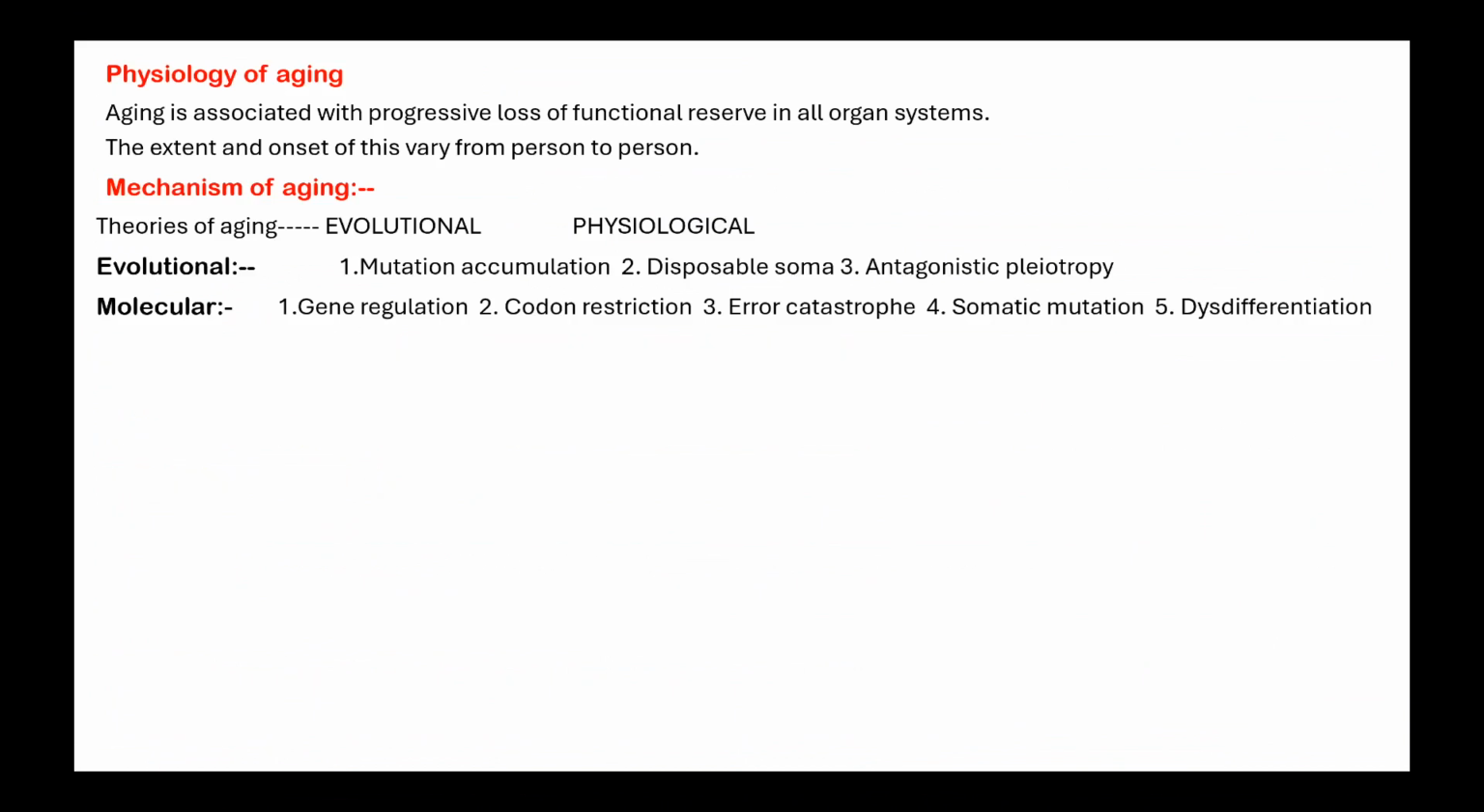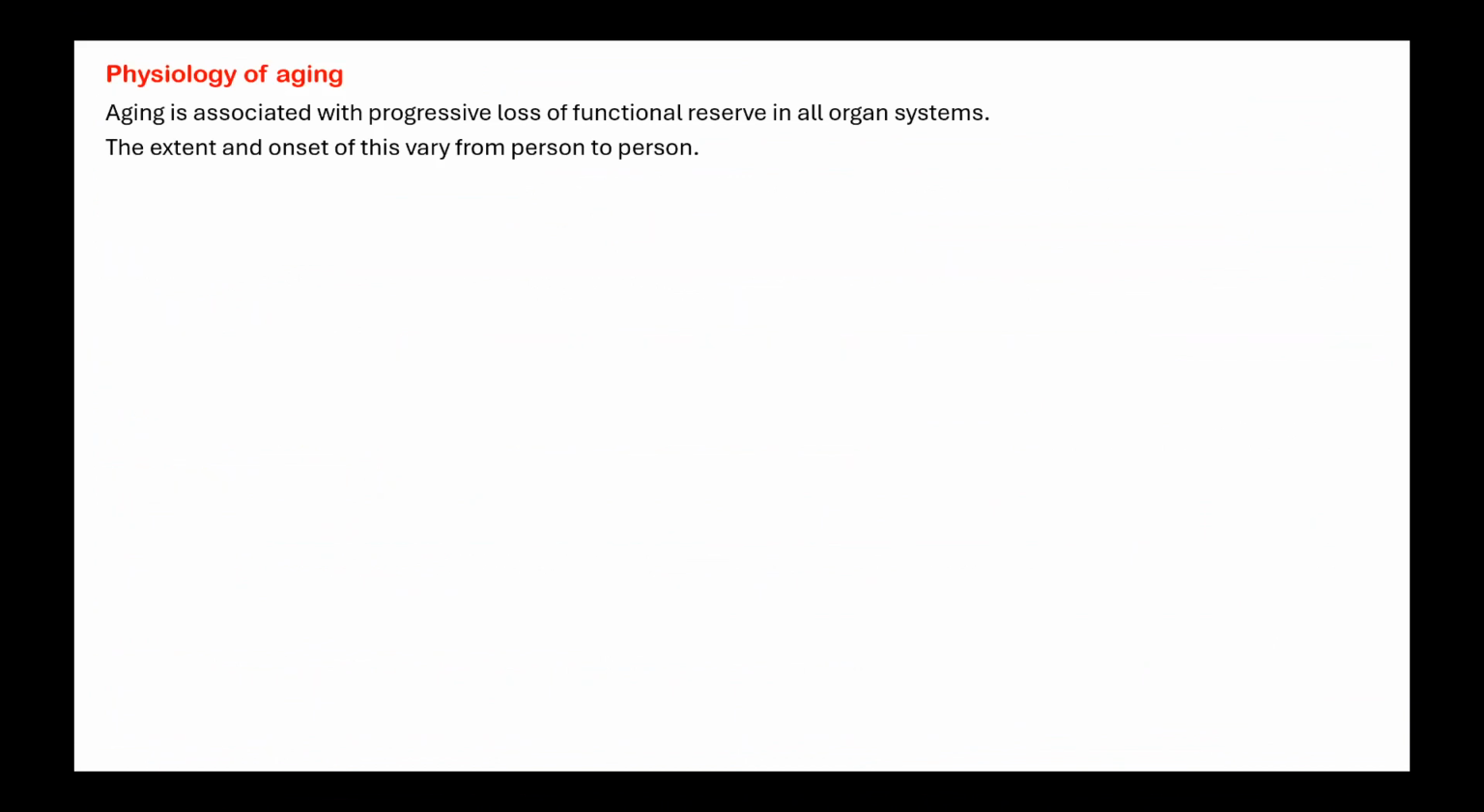So the physiology of aging is associated with progressive loss of functional reserve in all organs, but the extent and onset of this vary from person to person. And you described according to the age, patients are said as young old, old old, and all those things. But it is better to classify the elderly as chronologically old and physiologically old.